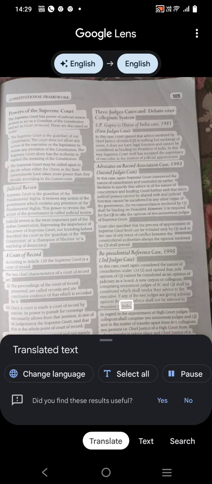In regard to the appointment of High Court judges, the collegium shall comprise two senior-most judges and the CJI, and in the matter of transfer, apart from the 4+1 collegium, two persons, the Chief Justice of the High Court from where the transfer is taking place and the Chief Justice of the High Court receiving the person, shall be members of the collegium.